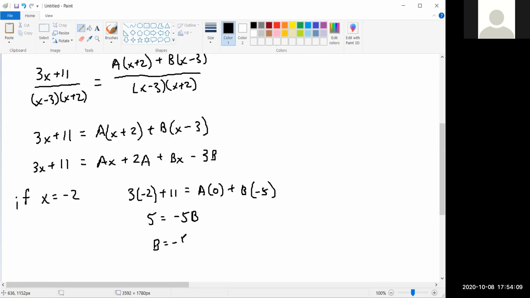So b is -1. Okay, great. So we found one of the variables, b. Now we just have to find the other variable. So let's just label this. That'll come in handy later.